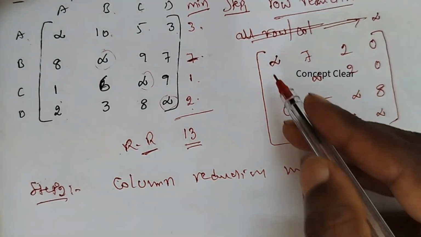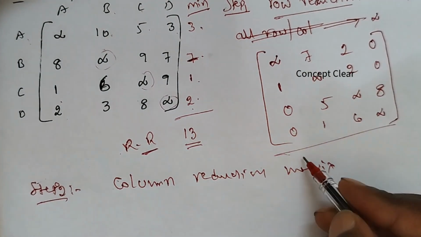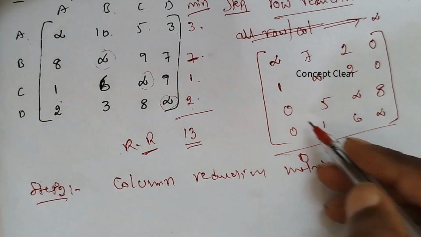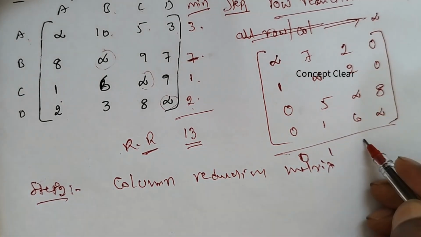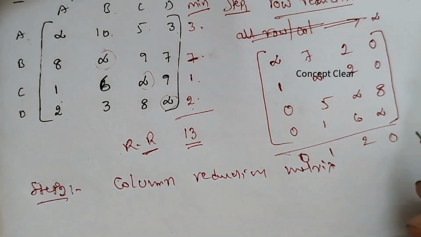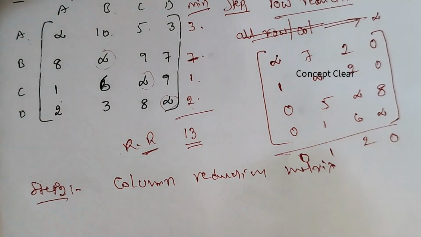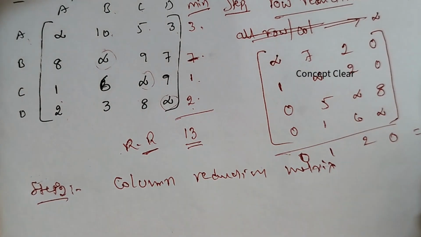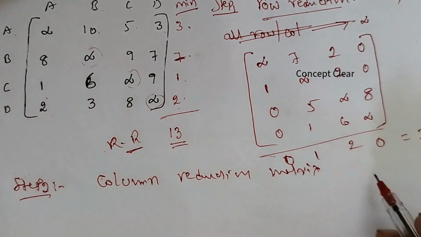Okay, what are the values here? The minimum value here is 1, here the minimum value is 0, here the minimum value is 1, here the minimum value is 2, and here the minimum value is 0. So with these values, you have to perform the row reduction. What is the total value here? Total row reduction is 3. Next, total column reduction is 3.